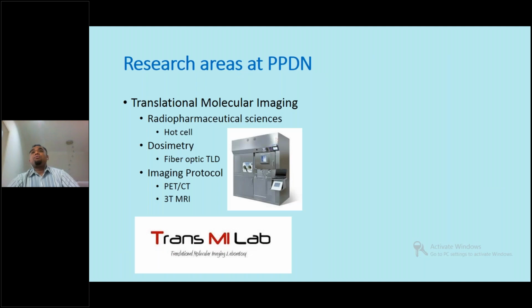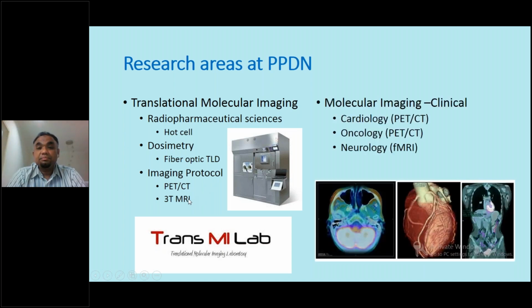In terms of research that we are doing in this center, most of our work is about translational molecular imaging, where we have the facilities for producing radiopharmaceuticals on our own. We have the hot cell. We can do dosimetry studies where we have the TLD reader or fiber optic dosimeter. And for imaging, as I mentioned earlier, we have the PET-CT and 3 Tesla MR. For the molecular part, most of our work focuses on cardiology using PET-CT, oncology, and also neurology using functional MRI. We call our lab the Trans-MI lab, which stands for Translational Molecular Imaging Laboratory.